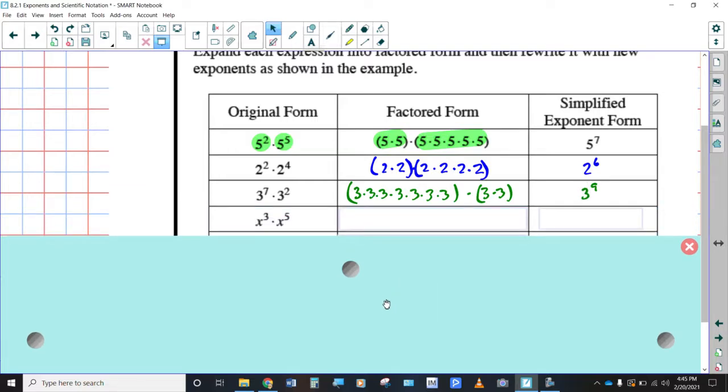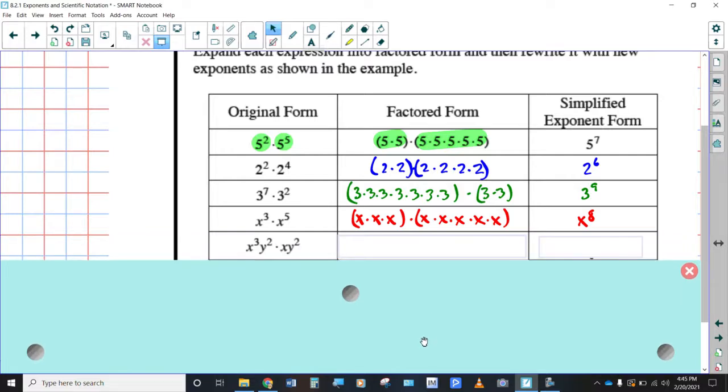It's the same thing for variables, unknowns. These x's are the bases. x to the 3rd times x to the 5th. How many total x's are being multiplied straight across? That would be 8 of them. So the product of x to the 3rd and x to the 5th has to be x to the 8th.